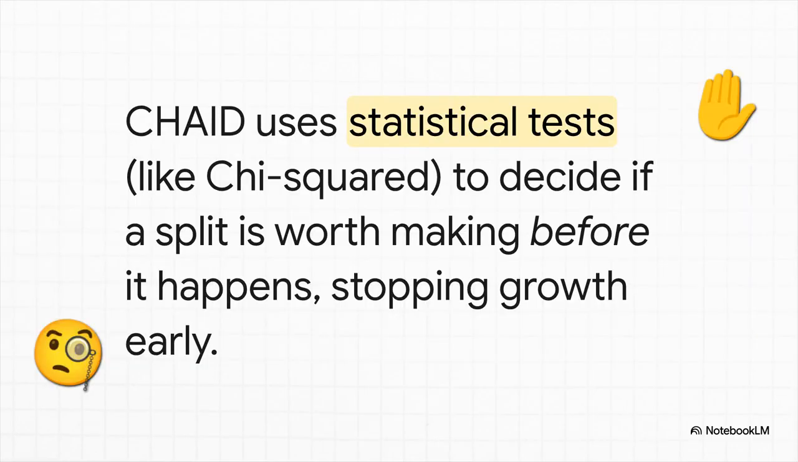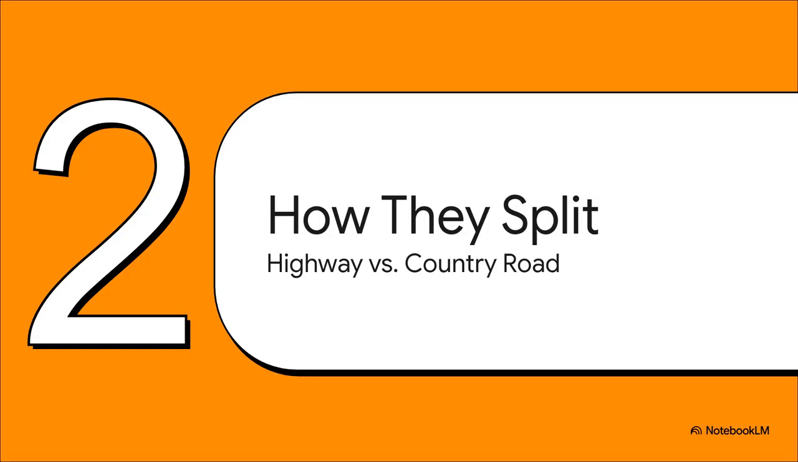CHAID, with its gardener mindset, is way more careful. Before it even thinks about making a split, it stops and runs a statistical test, like a chi-squared test. It's asking, hey, is this split actually meaningful? If the answer is no, it just stops. That branch is done. It never gets built. It's a really smart way to avoid that whole overfitting problem from the very beginning. Okay, so their whole growth strategy is different.